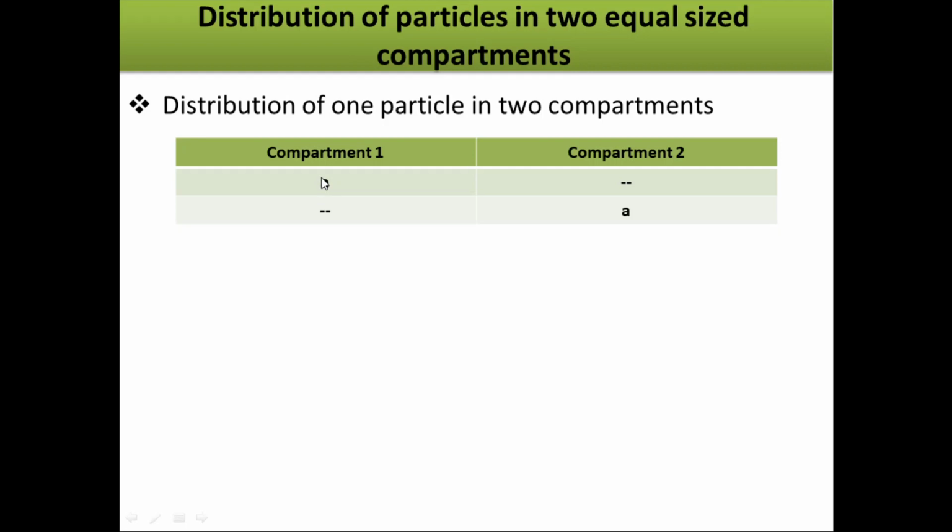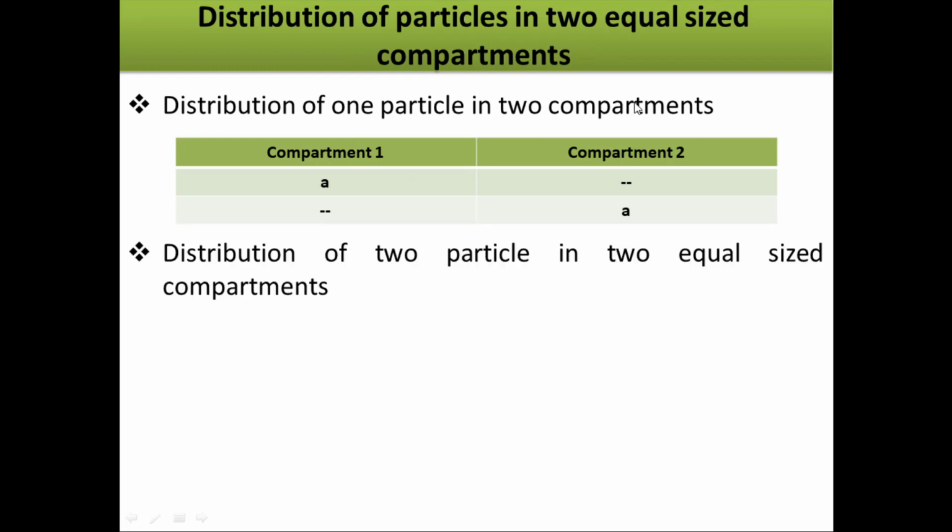Then the possible arrangements for distributing the particle in two compartments are: the particle A in the first compartment, then the second compartment will remain empty; and the particle in the second compartment, then compartment 1 will remain empty. In this way we can distribute one particle in two compartments. Next is the distribution of two particles in two equal size compartments.